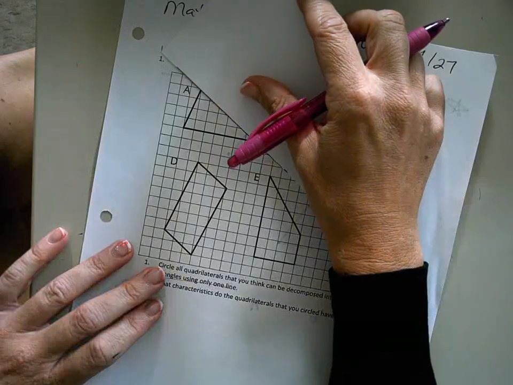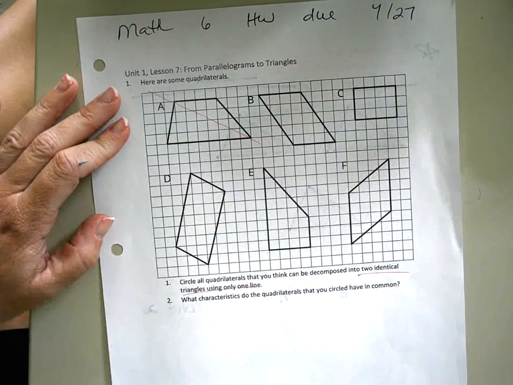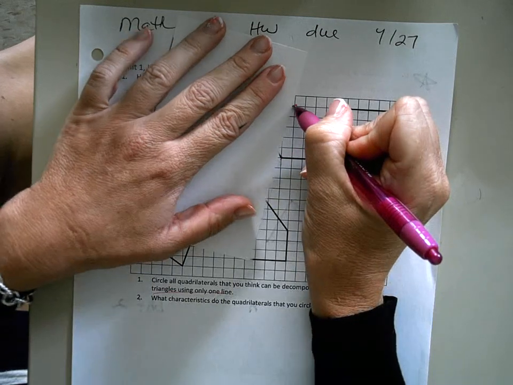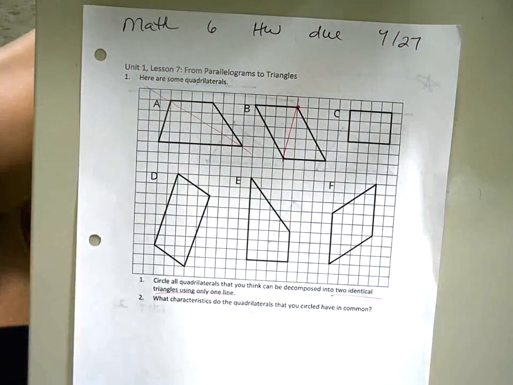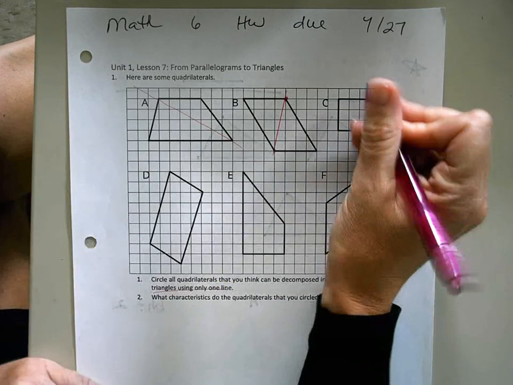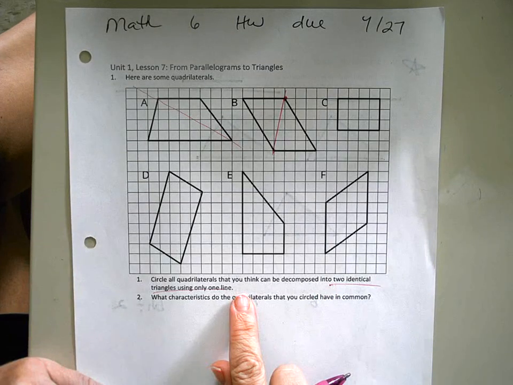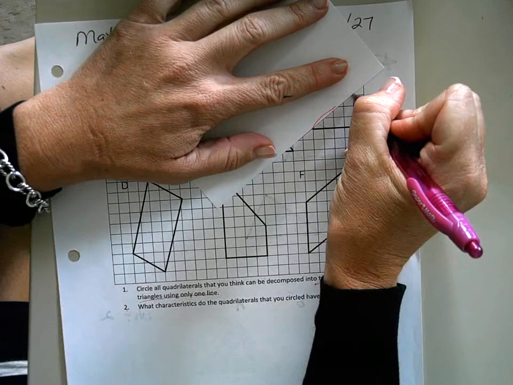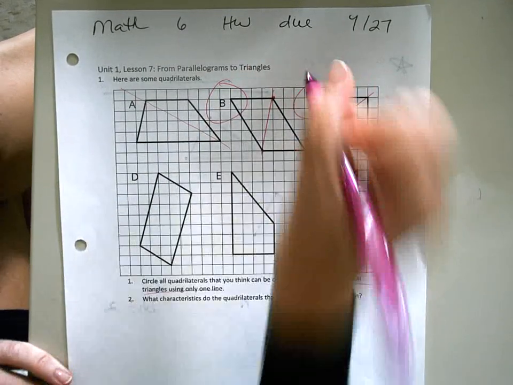This trapezoid here, I could divide it into two triangles, but they would not be identical. For B, that would work. I could go ahead and draw along the diagonal and form two identical triangles. For C, someone said, well, can't I just divide it in half and make two more rectangles? Of course you could, but the directions say when can you also make it into two identical triangles. So we're looking at a diagonal for these. And C will work, so B and C.